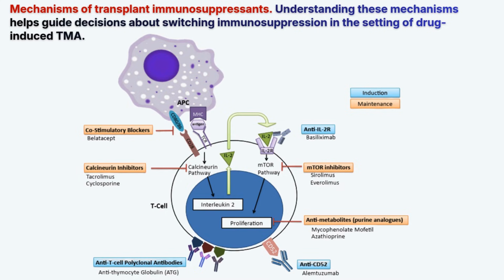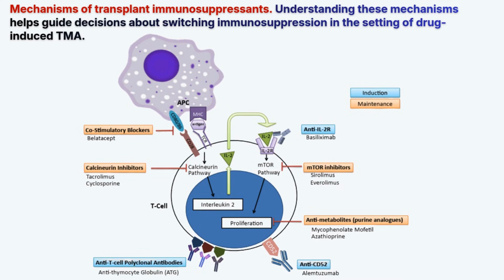Now look at the bottom center. Here are the anti-metabolites, mycophenolate mofetil and azathioprine. They suppress T cell proliferation without directly injuring the endothelium, making them a relatively safer backbone in patients with TMA.